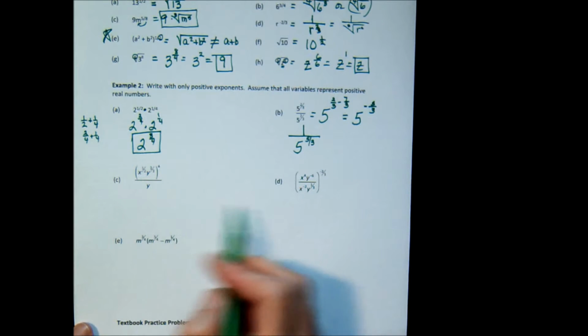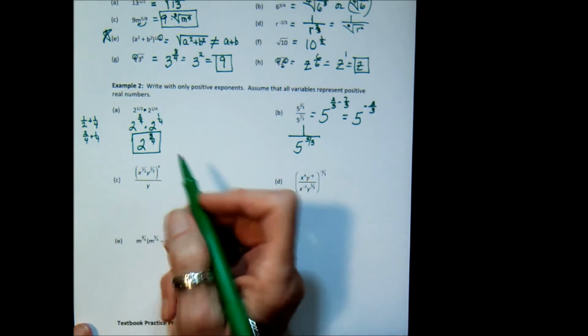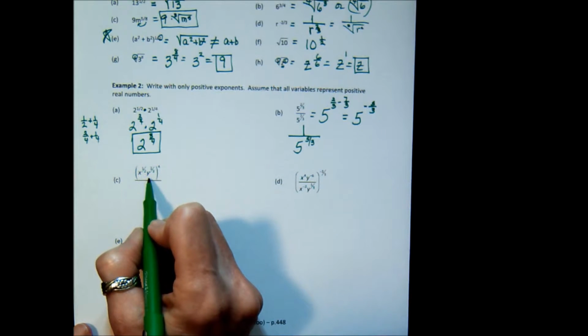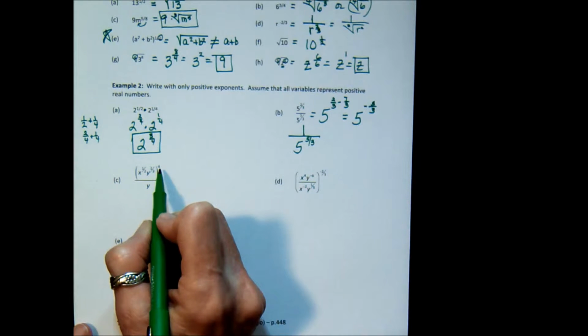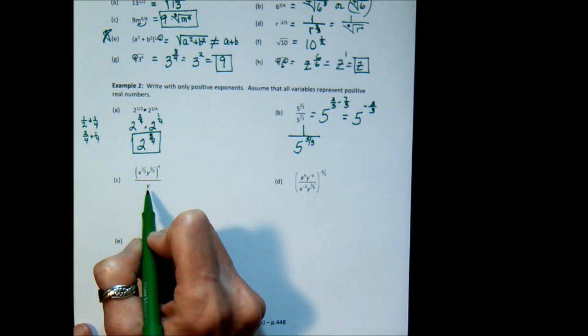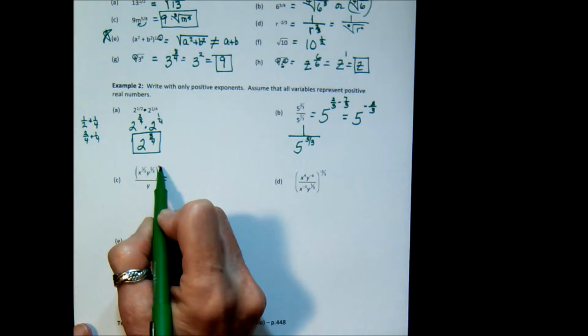These next two take quite a bit of work. So let's look at this one. I have x to the 1/2, y to the 2/3. That's my numerator, and it alone is being raised to the 4th power, and that is all over y. So we know that inside-outside exponents are the power rule, and I have to multiply.